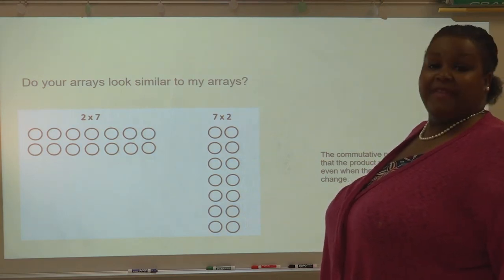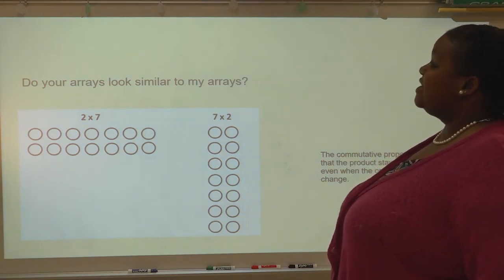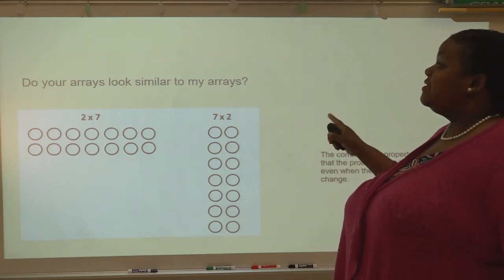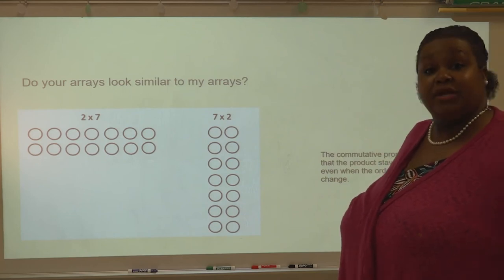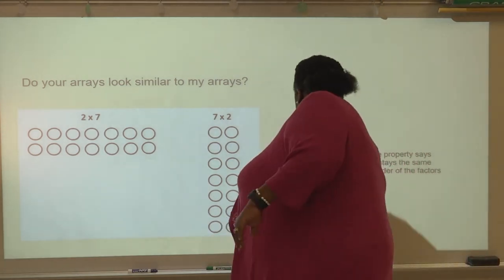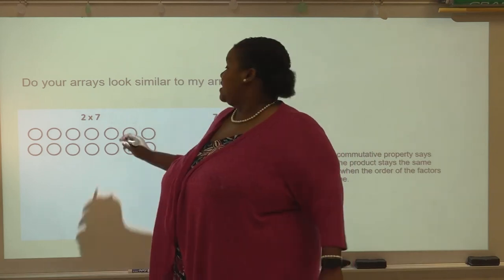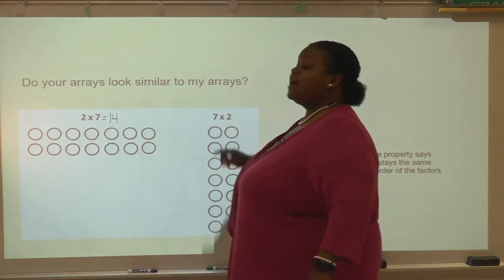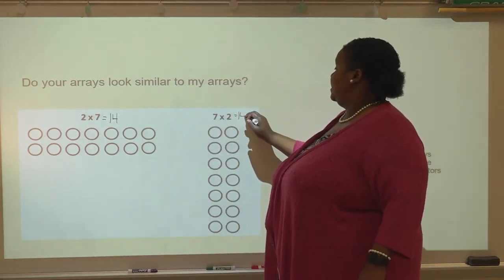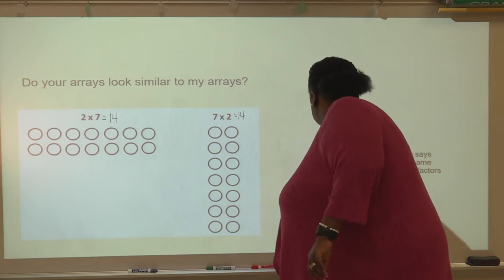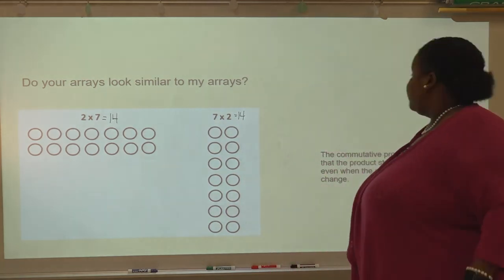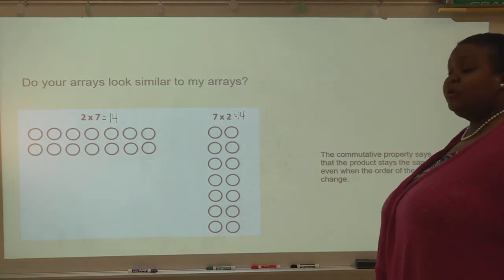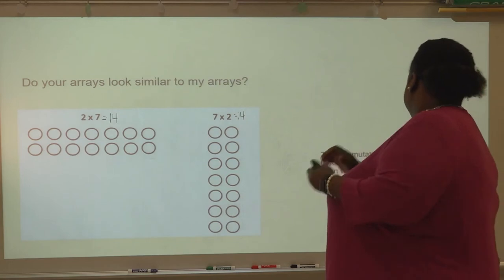All right. Do your arrays look similar to my arrays? This was my 2 times 7, and this was my 7 times 2. The number of counters stayed the same in both arrays, and so does the product. 2 times 7 is 14. 7 times 2 is also 14. The commutative property says that the product stays the same even when the order of the factors change.